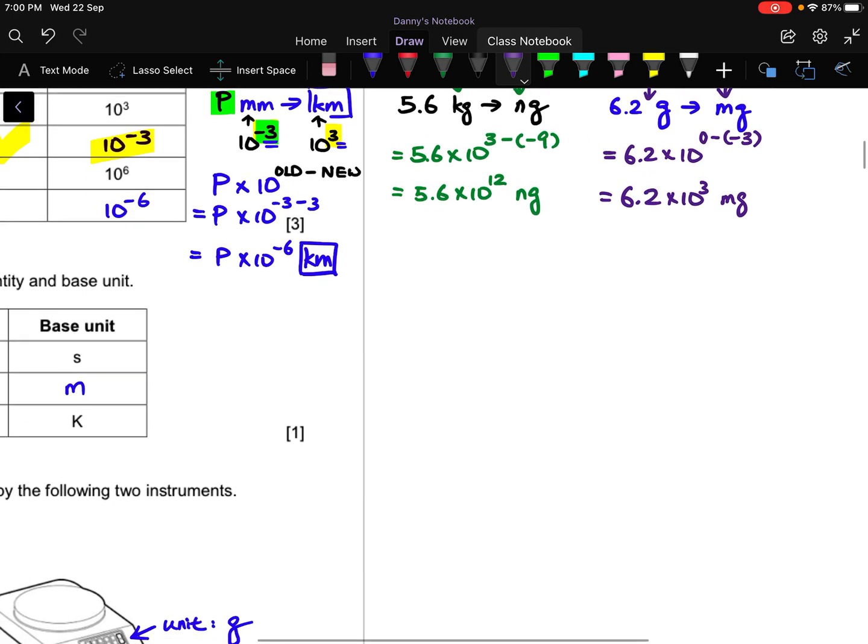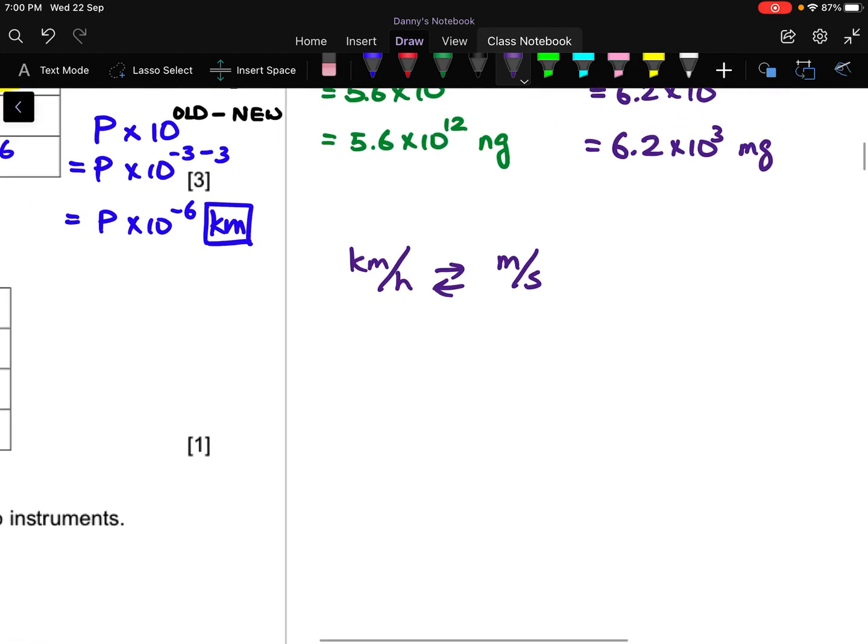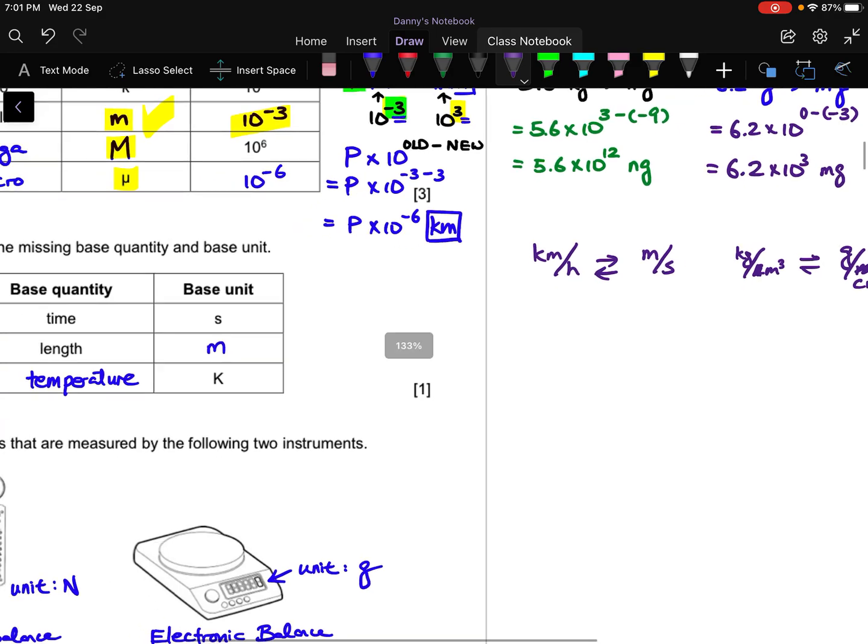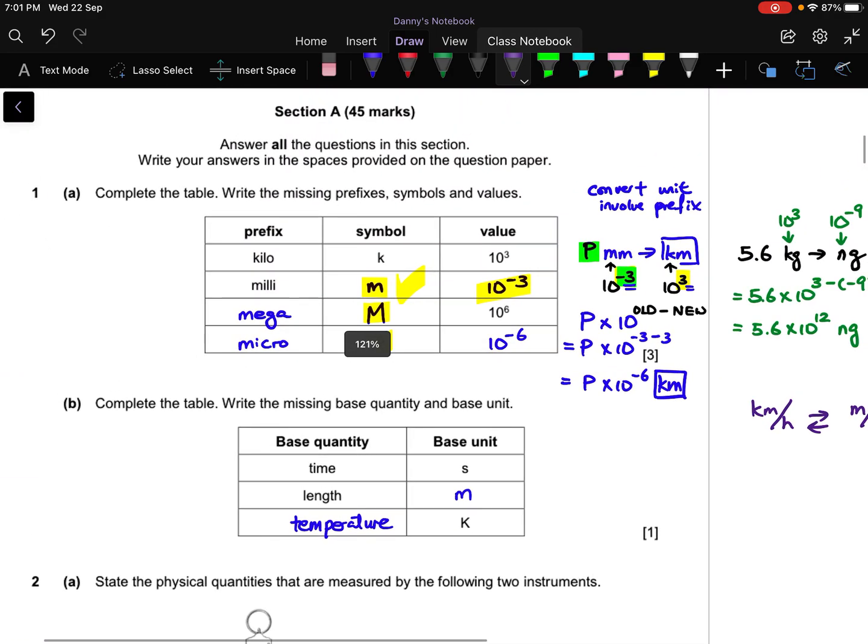Of course, there is other unit conversion, like you need to know, for example, kilometer per hour, you want to convert it into meter per second, or the other way around. Go and revise how to do it. We have covered that in your homework. Or they may give you density, like kg per cm cube, and you must convert it to gram per meter cube, something like that. Or this is kilogram per meter cube, and this one is gram per cm cube. So that would be part A.